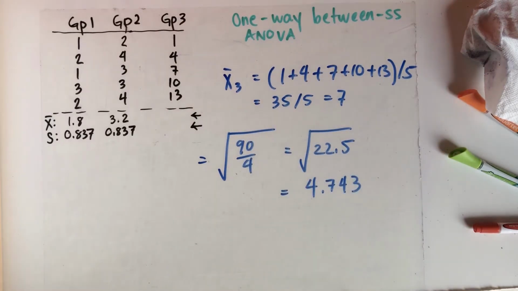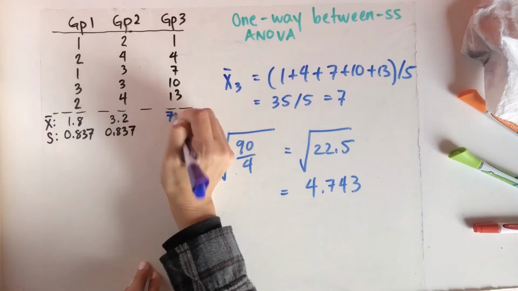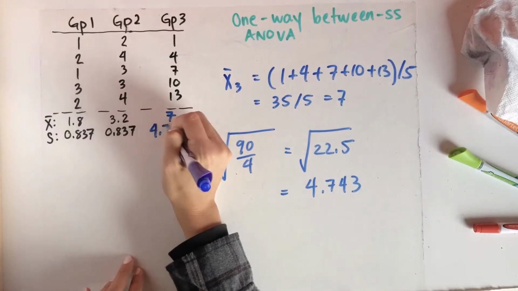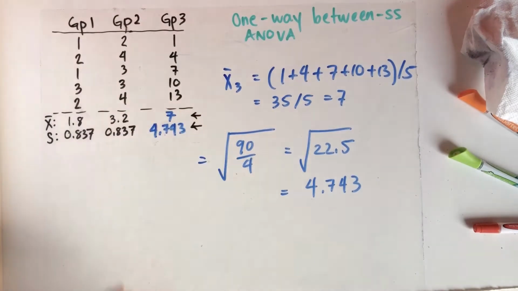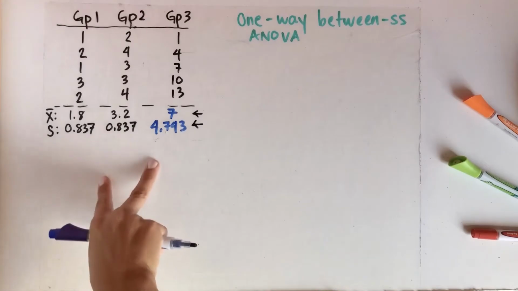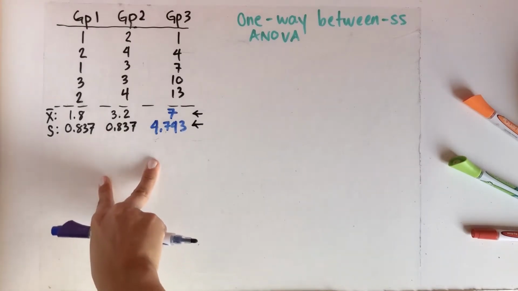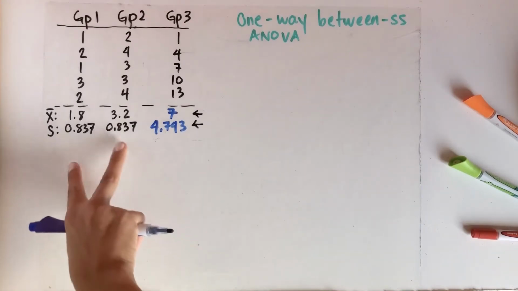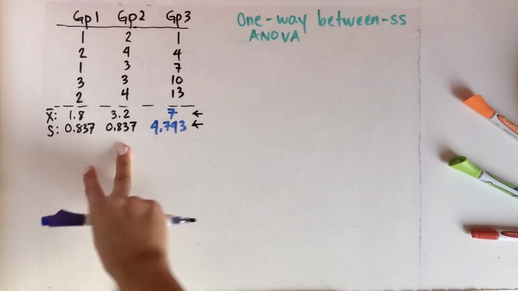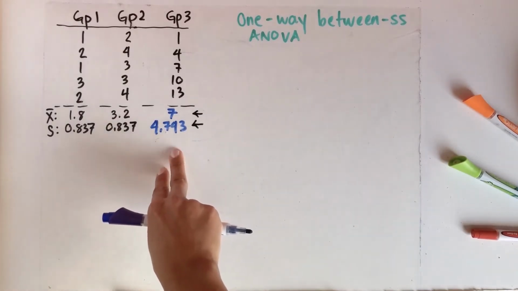So the mean of group 3 is 7, even, and our standard deviation of group 3 is 4.743. We keep 3 decimal places for calculation purposes. One thing to notice now that we have our descriptive statistics is that the standard deviations of group 1 and group 2 are both quite a bit smaller relative to the standard deviation of group 3.